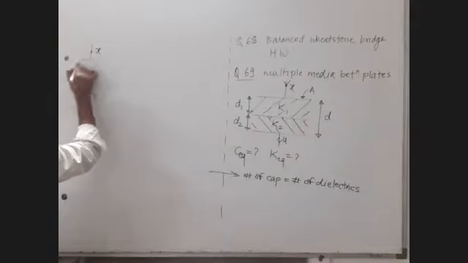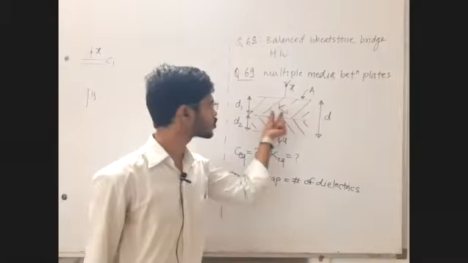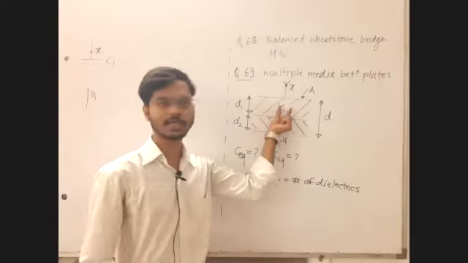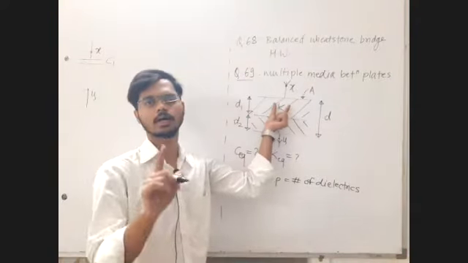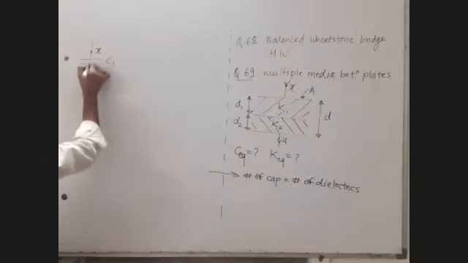So the first capacitor is this. Call that first capacitor C1. C1 corresponds to K1. Because of K1 dielectric, capacitor formed is C1. Because of K2, capacitor formed is C2.